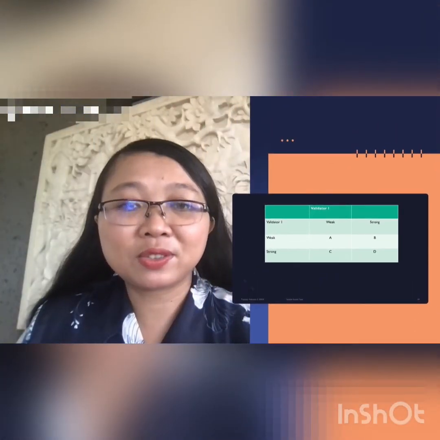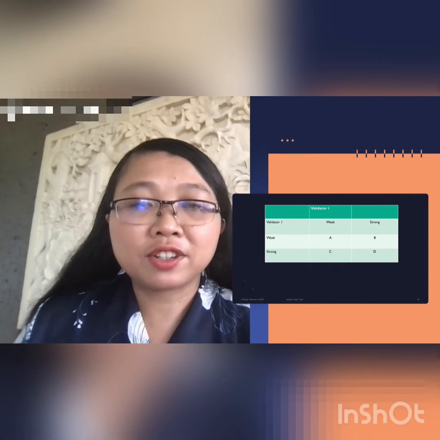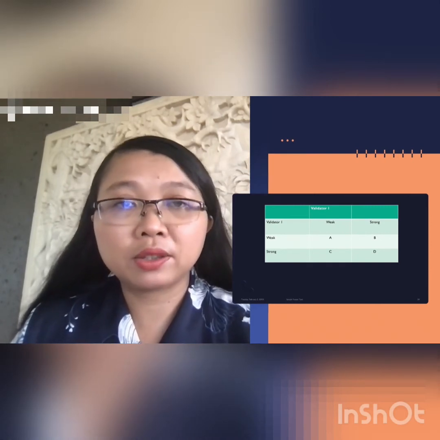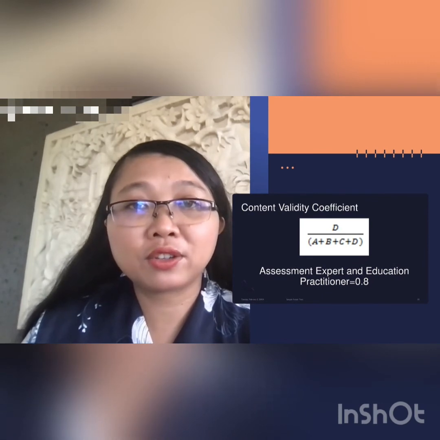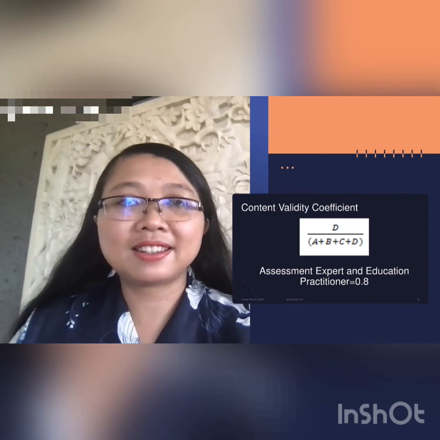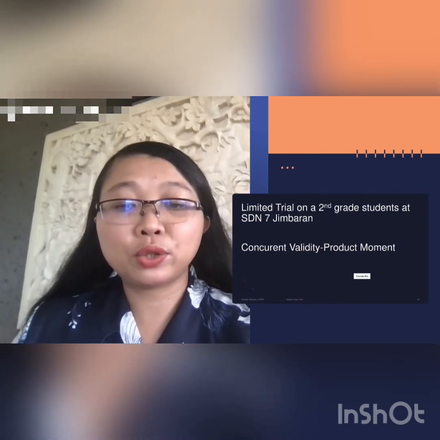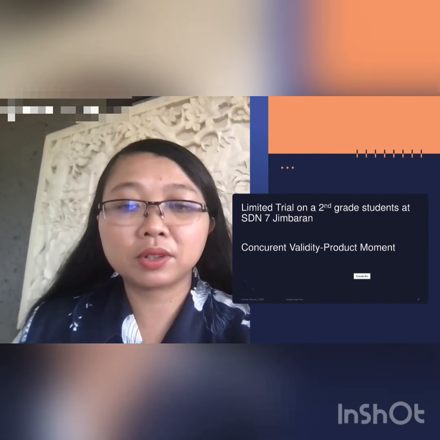And now let's have a look at the result. This is the consensus index we're using to compare between the two experts. And the calculation is using a contingency table like before, and this is the formula. The index is ranging from 0 to 1, and from the calculation we are getting 0.8, which is categorized as very high. And this is the subject that we used to try the model.